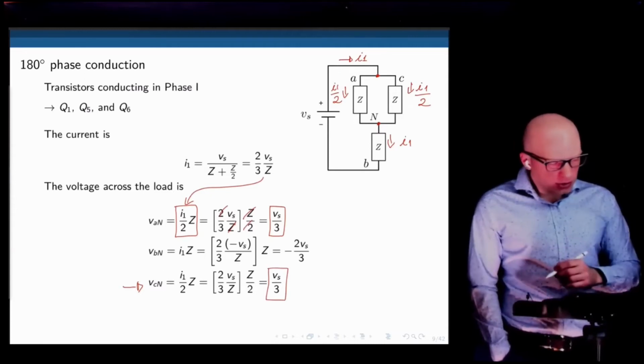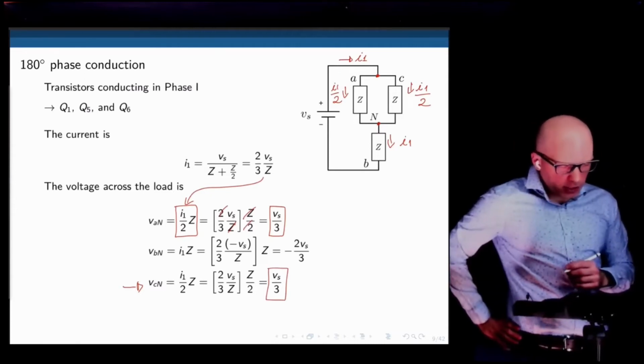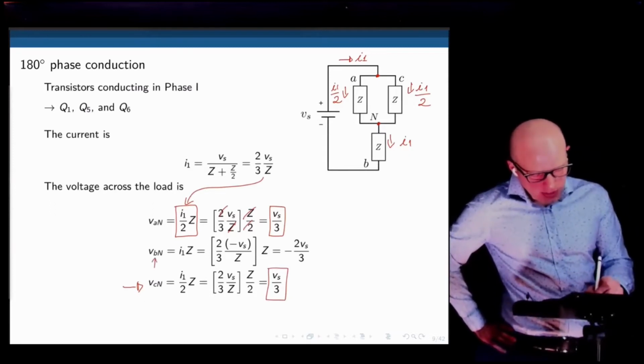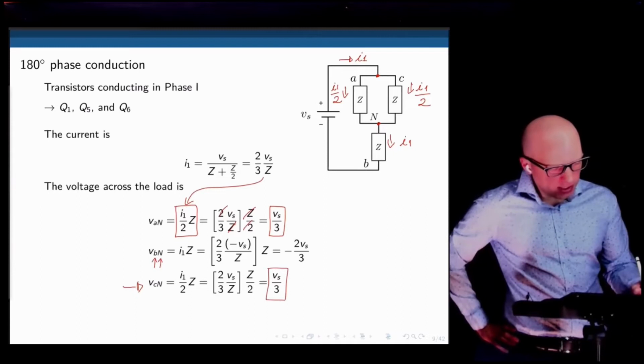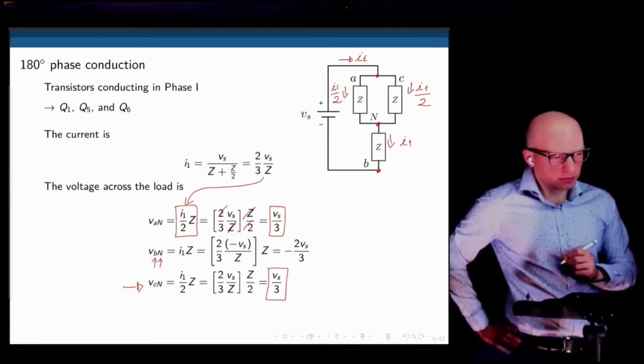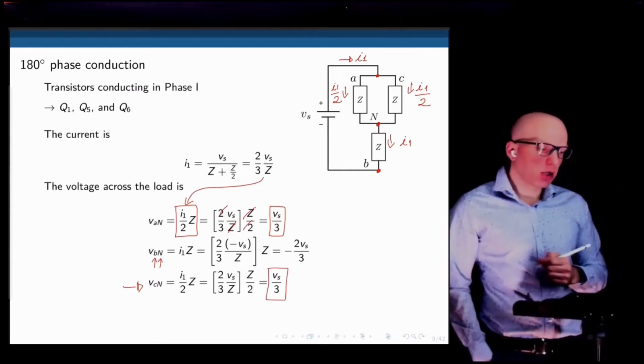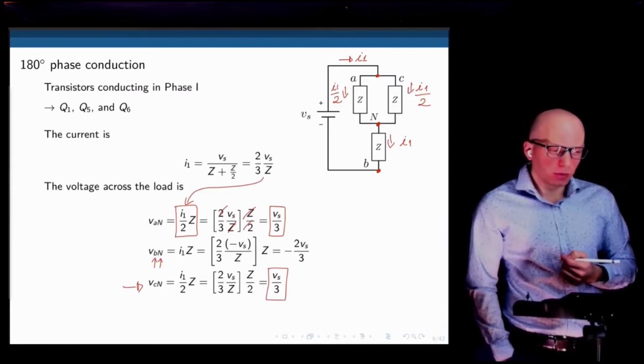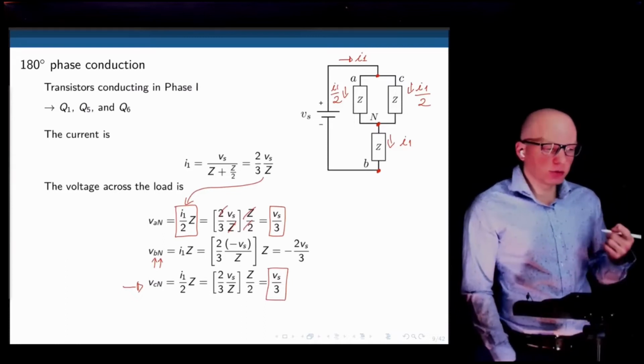What about the branch B? For branch B, we are calculating the voltage from B to the neutral. Notice how B and the neutral are connected. The neutral has a higher voltage potential than B.